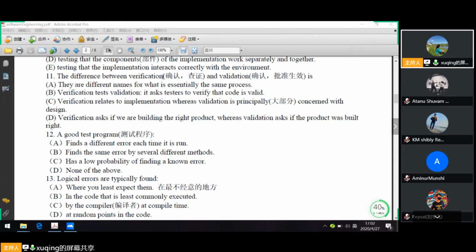B, verification tests validation. It asks testers to verify that the code is valid. You see, for validation, we say validation is, yeah. When we ask these 2 questions, it's already D. It is correct.